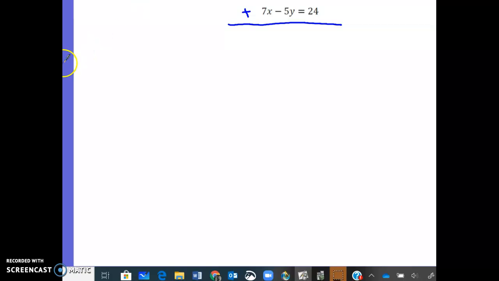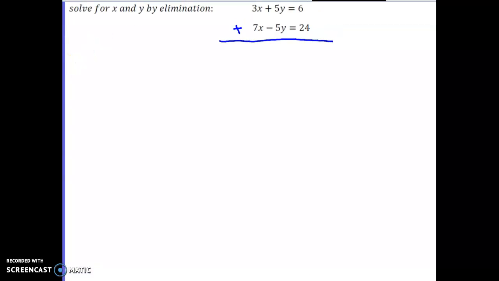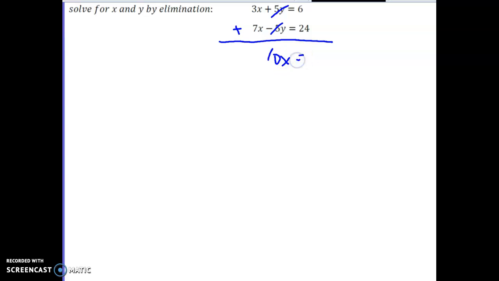+5 and -5 are opposites of one another, so I can cancel those out. 3x and 7x make 10x. 6 and 24 make 30. Dividing by 10 on both sides, and I get x equals 3. Okay, but let's remember that's not the final answer, right? This is a system. It has an x and a y, so I need a y coordinate.